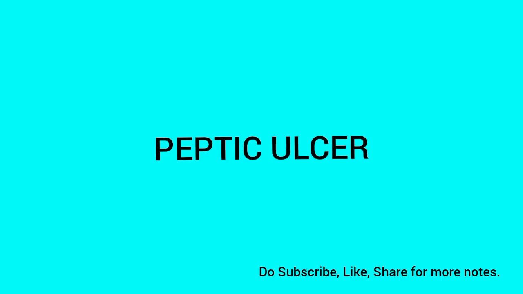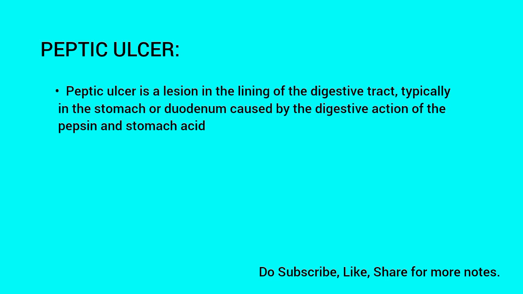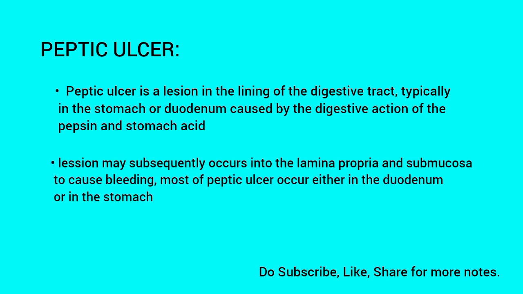In this video we are going to see about the peptic ulcer. Let's go. Peptic ulcer is a lesion in the lining of the digestive tract, typically in the stomach or duodenum, caused by the digestive action of the pepsin and stomach acid. Lesion may subsequently occur into the lamina propria and submucosa to cause bleeding. Most peptic ulcers occur either in the duodenum or in the stomach.